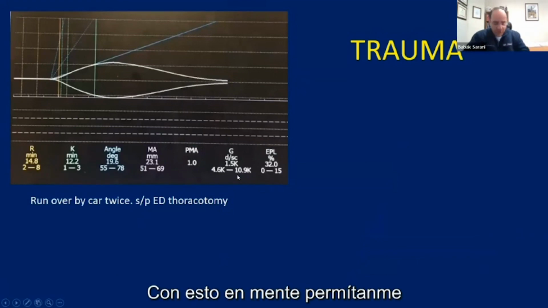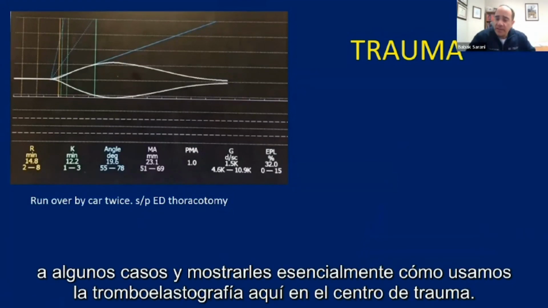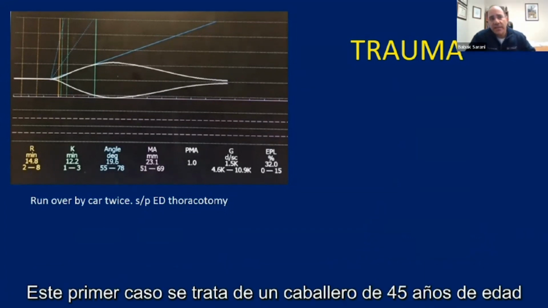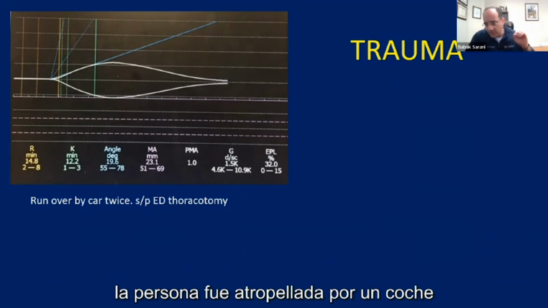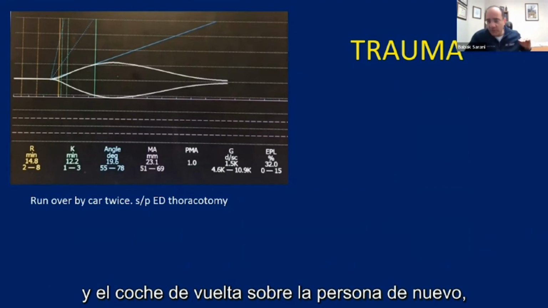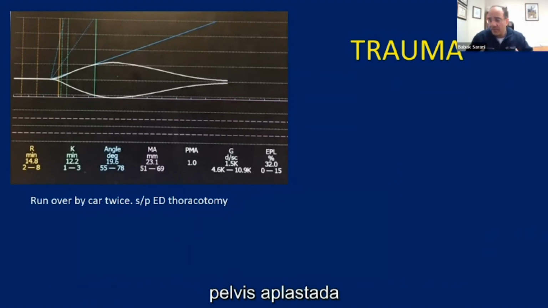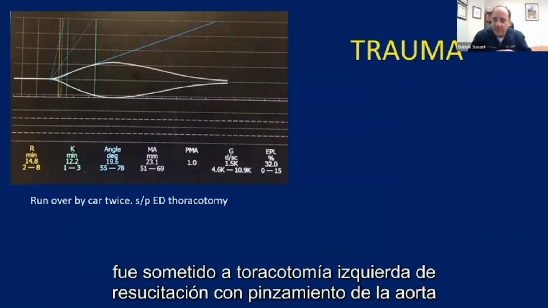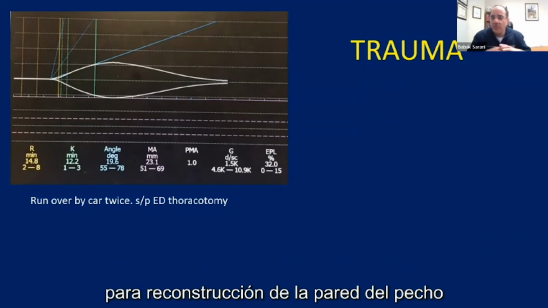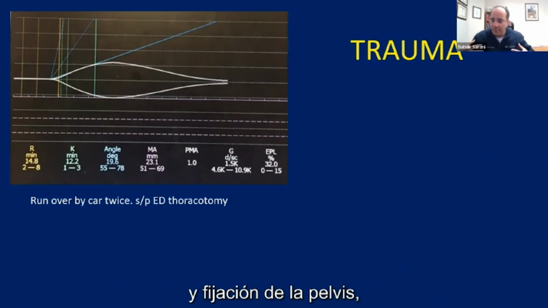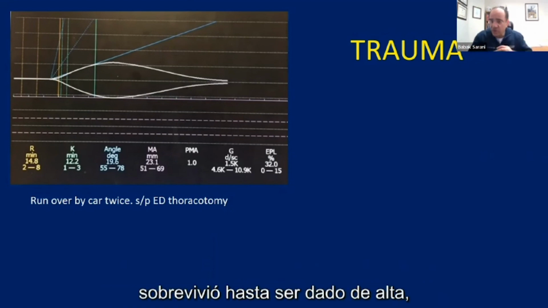With that in mind, let me switch over to a few cases and show you essentially how we use thromboelastography here in the trauma center. This first case is about a 45-year-old gentleman who was hit by a car twice. The person was run over by a car and the person backed over the person again. Comes to the trauma center with a crushed chest, crushed pelvis, very unstable, cardiac arrested, underwent a resuscitative left thoracotomy with clamping of the aorta, and then was taken to the operating room for essentially chest wall reconstruction and pelvic fixation. He survived to discharge.